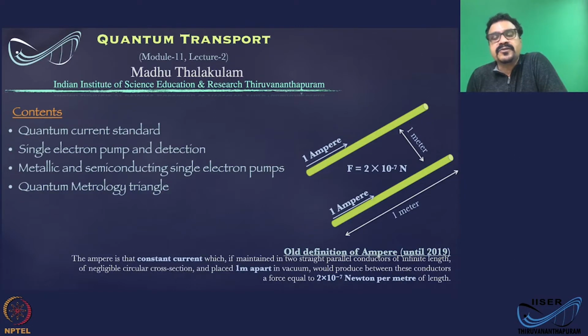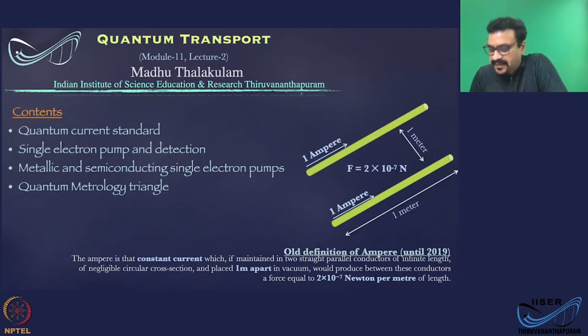Current is one of the fundamental electrical quantities, and the unit of current, the ampere, is one of the 7 base units in metrology. But interestingly, a clear quantum mechanical definition, a precise definition using fundamental parameters, for current has been realized only very recently, in 2019, one and a half years back.